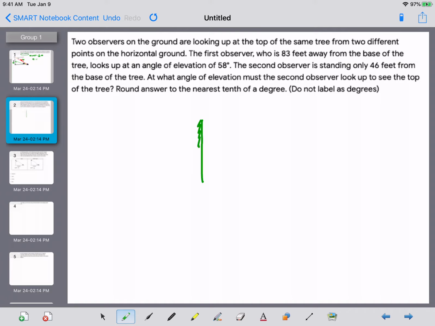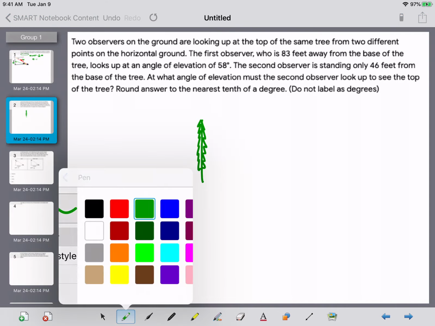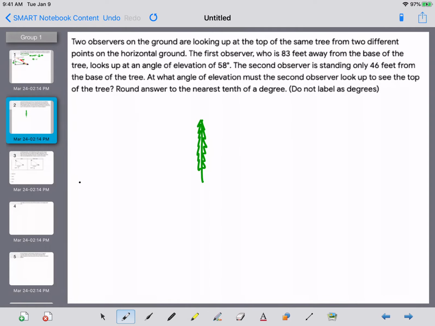So we've got this tree over here. We have one observer who is, it says, 83 feet away. So this whole distance is going to be 83. And we're assuming the ground is horizontal. And he's looking up at the top of the tree at, that's not really the top, at an angle of elevation of 58 degrees.